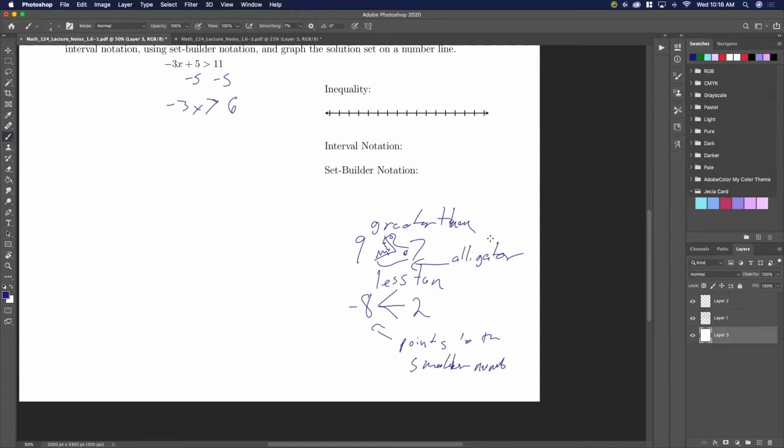So either way you can think about it. It's the greater than and less than. So here we want this to be greater than.